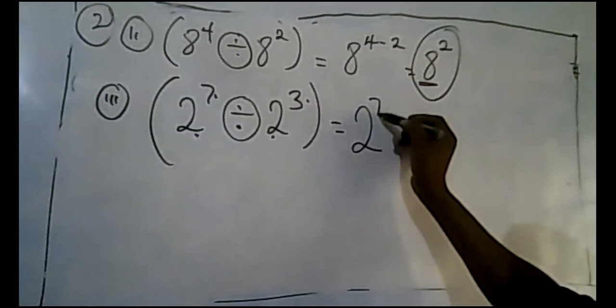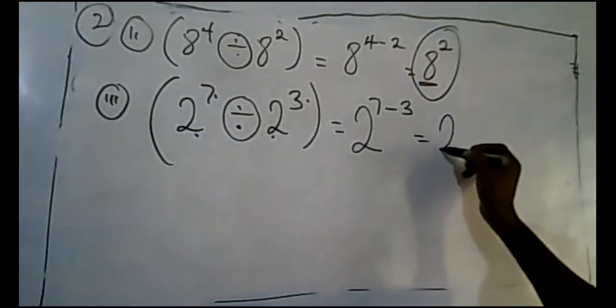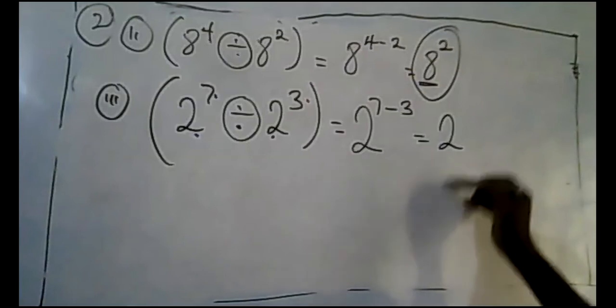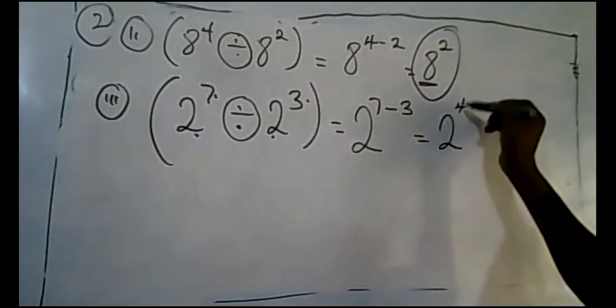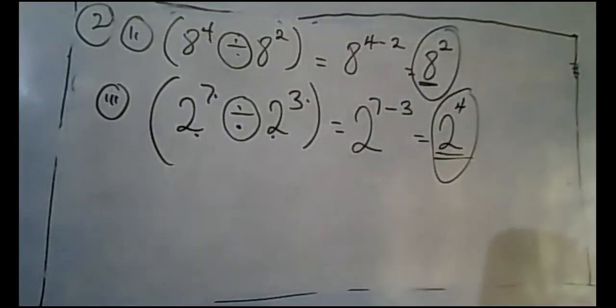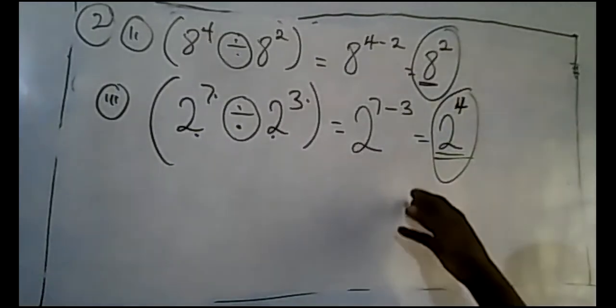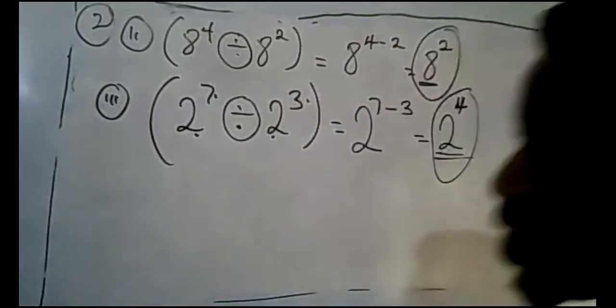So subtract that. You have 7 minus 3. So what do you have? 7 minus 3 is what? 4. So you have 2 raised to power 4. And that's your answer. And you're going to stop here. You won't take it any further than that. Is that clear? Yes. That's how that is done.